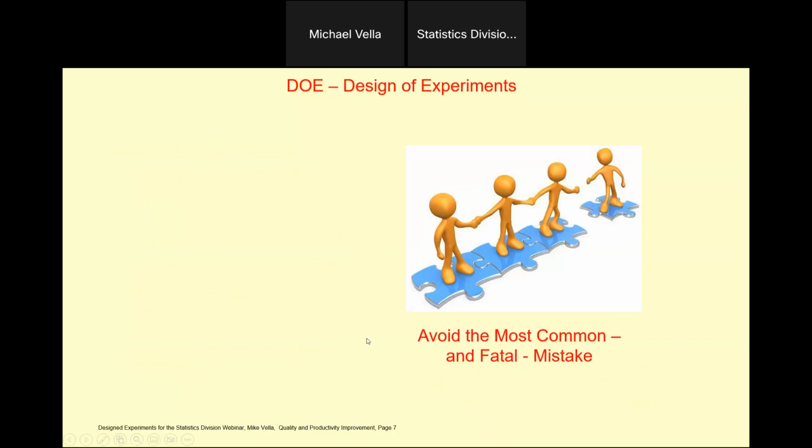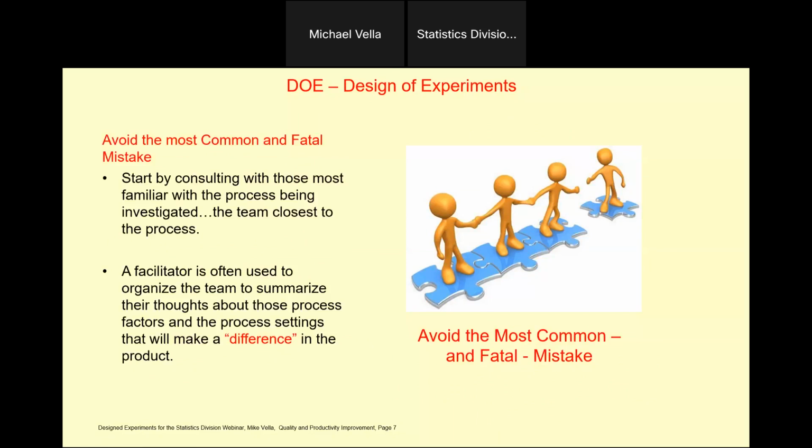But before we start, I want to talk about avoiding the most common and fatal mistake, and that is not engaging the right people before you even start. You must start by consulting those most familiar with the process being investigated, the team that's closest to the process, and you do that by going to the Gemba, going to the production floor. If you're not comfortable with that, you need to bring in perhaps a facilitator, who's often used to organize the team to summarize their thoughts about those process factors and the settings that they think will make a difference in the product.